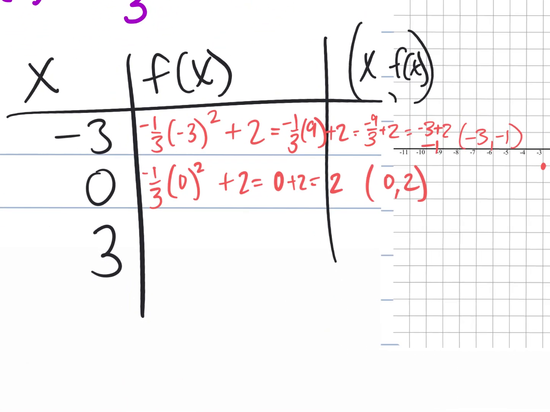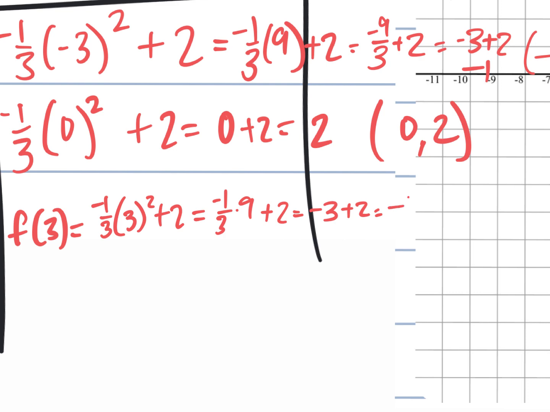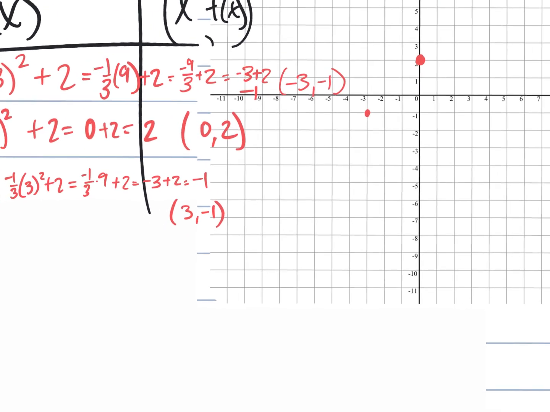We got f of 3 and it equals -1/3 parentheses 3 squared plus 2. They give 3 squared to give you 9. And then you do -1/3 out of 9. Give you -9/3. And then you divide by 3. It'll give you a -3 plus 2. Give you 1. Not 1. -1. There you go. -1. All right. What's your point? 3, comma -1.